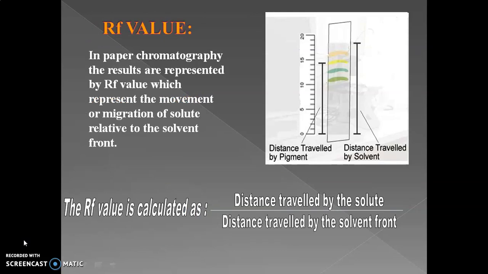After developing, we have to calculate the Rf value. The Rf value is also called the retention value, retention factor, retardation factor, or ratio to the front value. In paper chromatography, the results are presented by the Rf value, which represents the movement or migration of solute relative to the solvent front. The formula to calculate the Rf value is the distance traveled by the solute to the distance traveled by the solvent front.